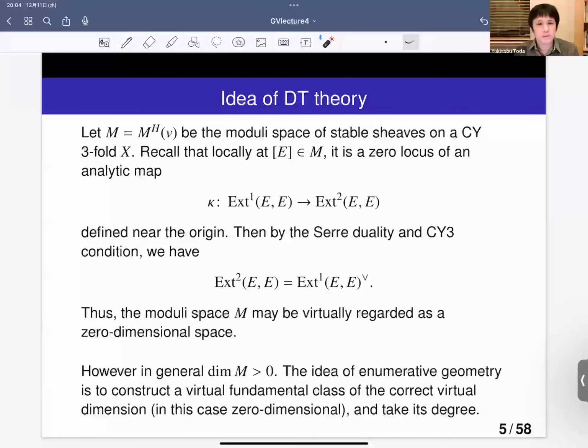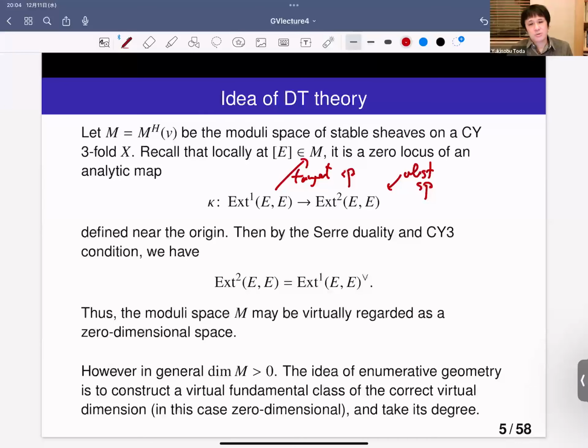Anyway, here is a rough idea about Donaldson-Thomas theory. Let's consider the moduli space of stable sheaves, which we discussed in the last lecture. Let's recall that we know a local description of this moduli space at each point. The tangent space of this moduli space is given by Ext^1. This is the tangent space, and Ext^2 plays the role of the obstruction space.